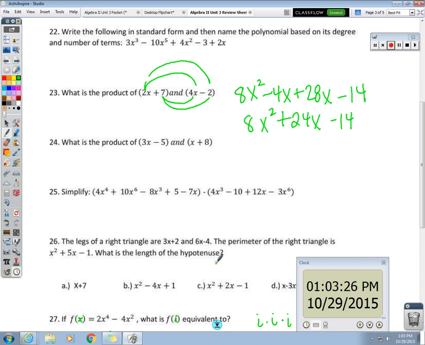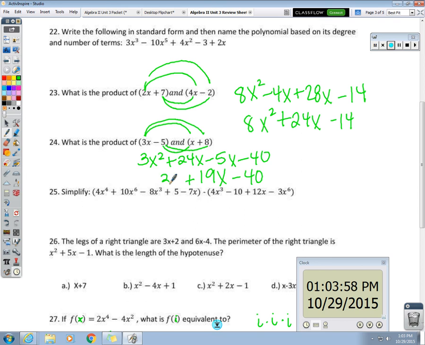Alright, now we're going to do the same thing to number 24. 3x times x is... 3x times 8 is... negative 5 times x is... and negative 5 times 8 is... okay? And then what do I do? Which is... and then minus 40 comes down, and that's a positive, and then 3x squared. And so that's your final answer.